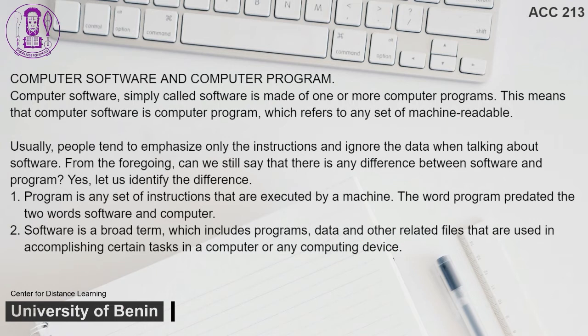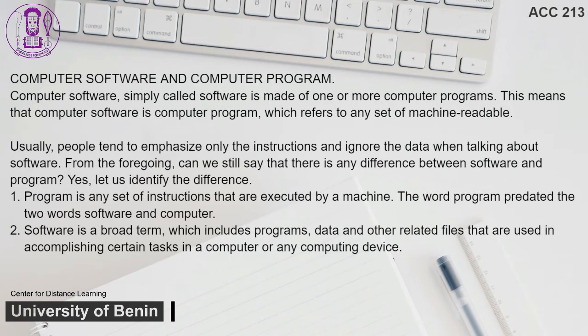Computer software, simply called software, is made of one or more computer programs. This means that computer software is computer program, which refers to any set of machine readable instructions. Usually, people tend to emphasize only the instructions and ignore the data when talking about software. From the foregoing, can we still say that there is any difference between software and program? Yes, let us identify the difference.